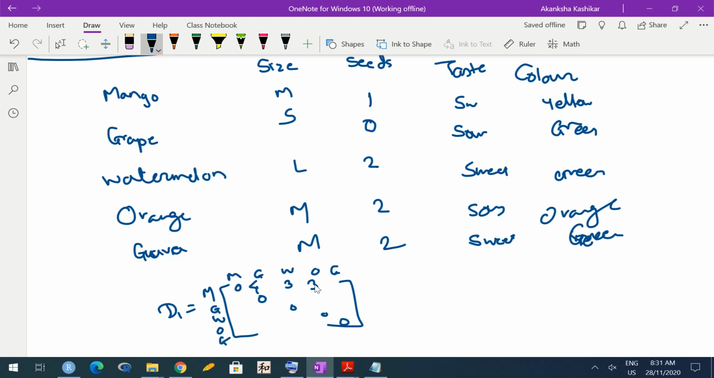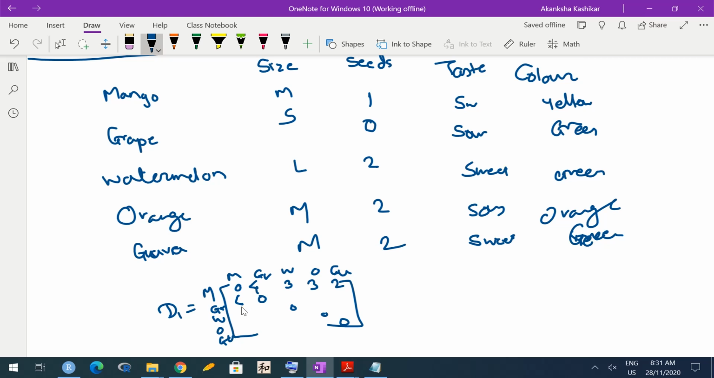Mango to guava. Okay, grape and guava, I need to write GR and GU. Medium, medium is matching and sweet, sweet is matching. So 2 things are matching, so number of mismatches is also 2. Then grape to guava. Grape to grape, we have to compute all.